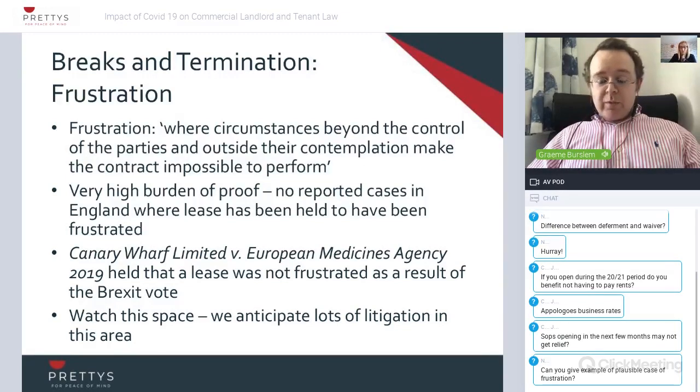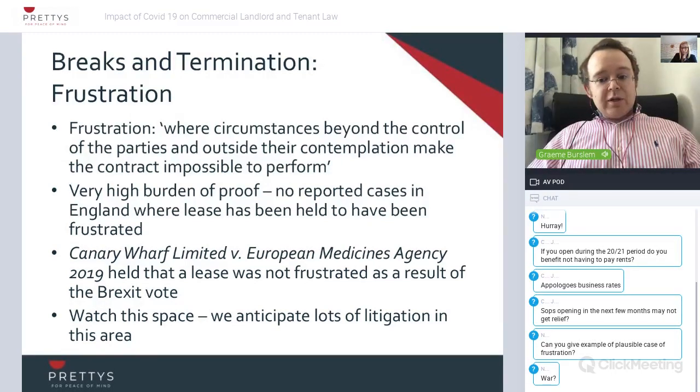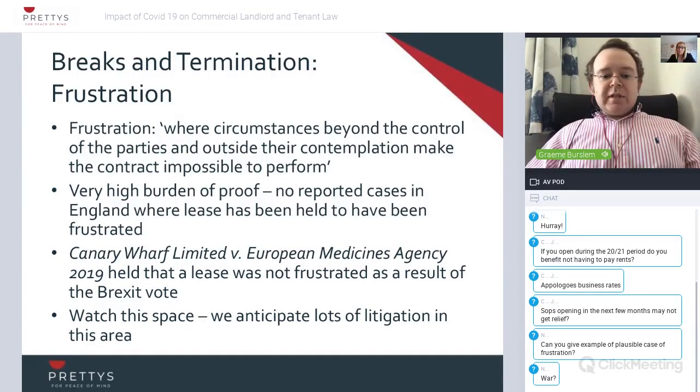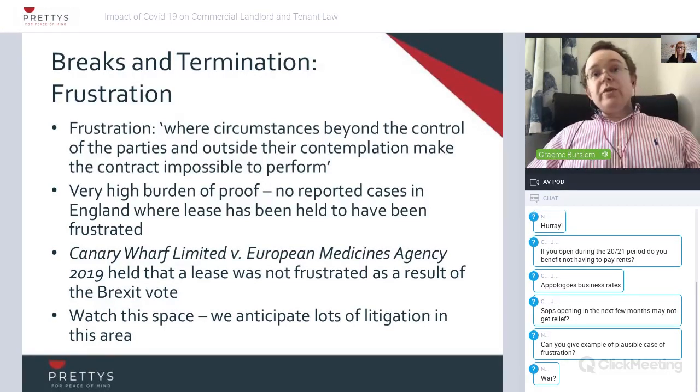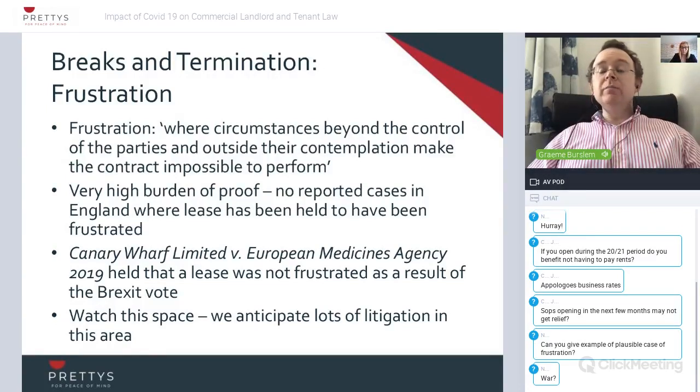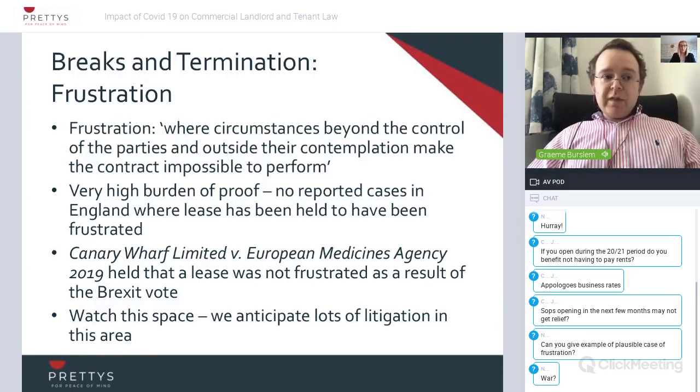Nick's asked if we can give a plausible case where a court might agree that a lease has been frustrated. Based on the case law we've got so far, this is the European Medicines Agency before the Brexit vote, during the period when people were making their representations and putting their cases for and against the referendum. The campaigns were underway.